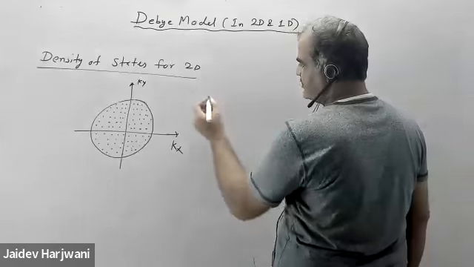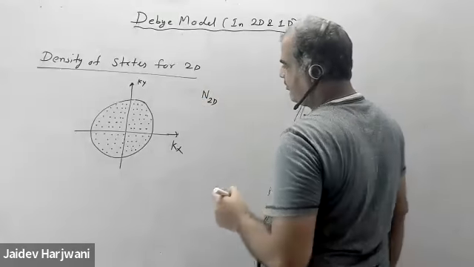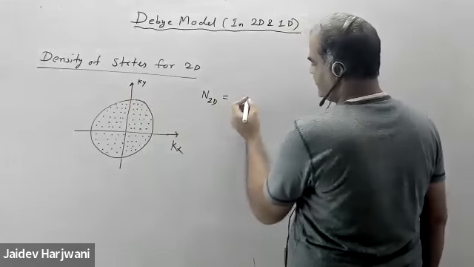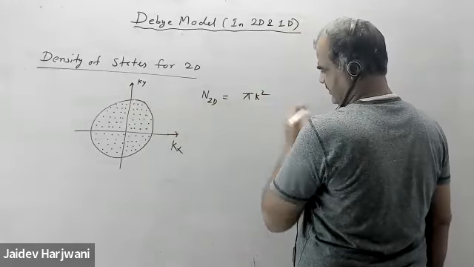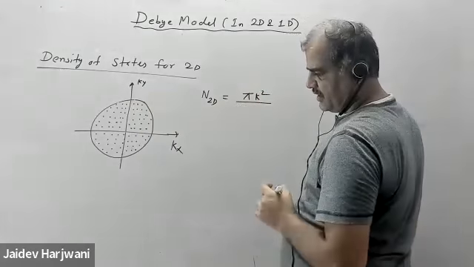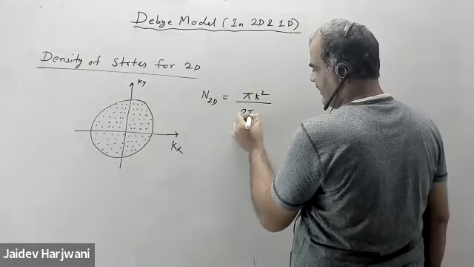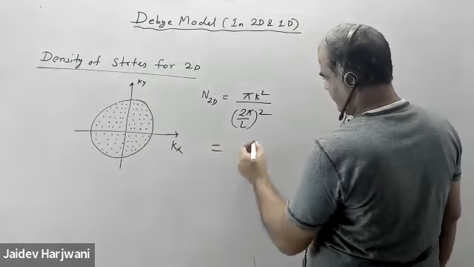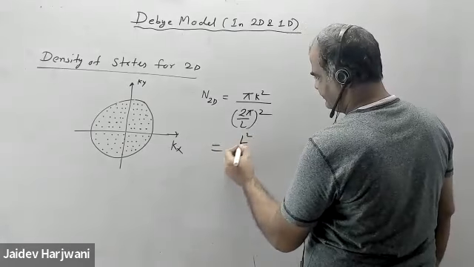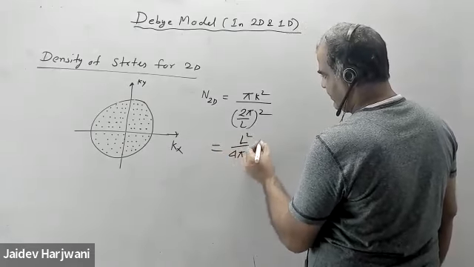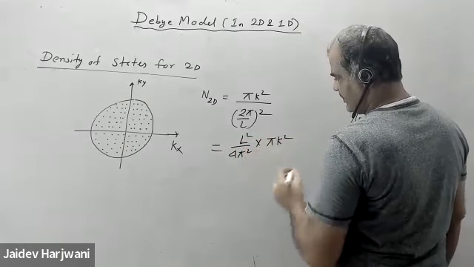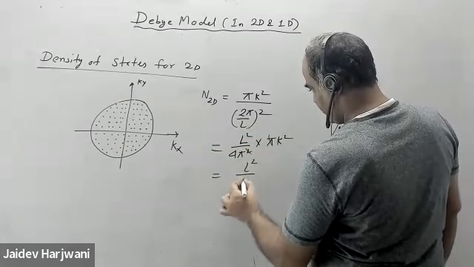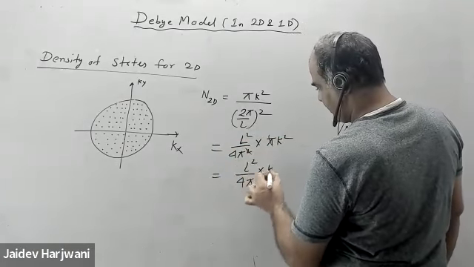Now I want to calculate the density of states. The number of K values in 2D is given by the area of the circle, that will be pi K square, divided by the volume of unit cell, that is (2 pi upon L) square. So this will give me pi L square over 4 pi square into pi K square. Pi cancels, so this will give me L square upon 4 pi into K square.